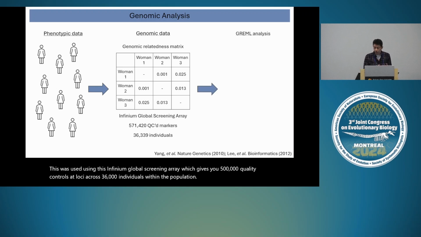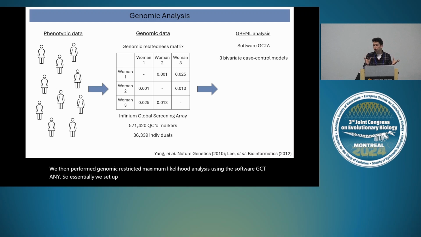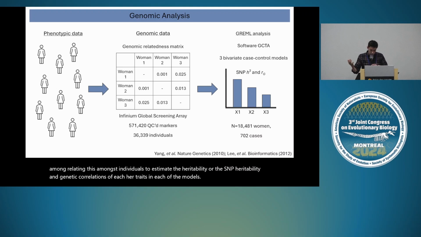We then performed a genomic restricted maximum likelihood analysis using the software GCTA. Essentially we set up 3 bivariate case-control studies with our breast cancer diagnosis, yes or no, and each of the life history traits. And then we leveraged this variation in relatedness amongst individuals to estimate the heritability, or the SNP heritability, and genetic correlations of each of our traits in each of the models. This reduced our sample size a little, but still gives 18,000 women, 700 of which contracted breast cancer.